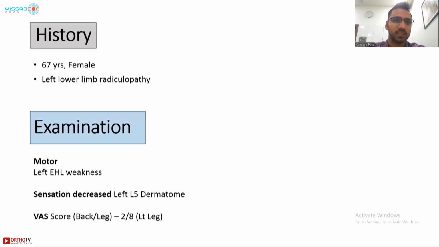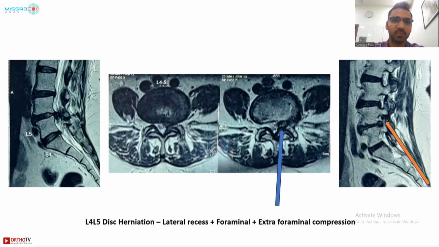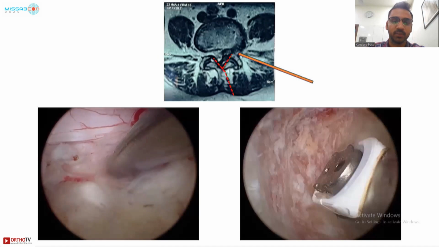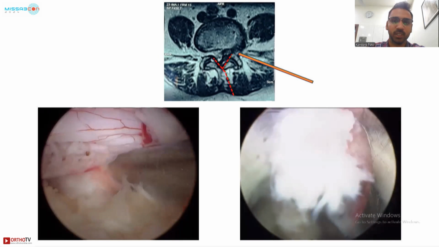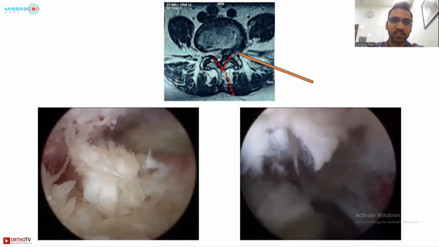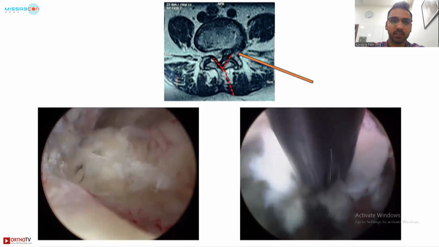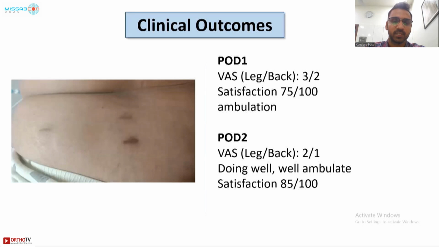So the first case I am presenting is a 67-year-old female patient having left lower limb radiculopathy. An MR image showed L4-5 disc herniation with a paracentral disc over the left side and foraminal and extraforaminal compression. So this patient was operated with UBE approach, interlaminar and transforaminal approach to decompress the lateral recess and the foraminal part. Post-operatively, the patient improved a lot, and these are the post-op clinical images.